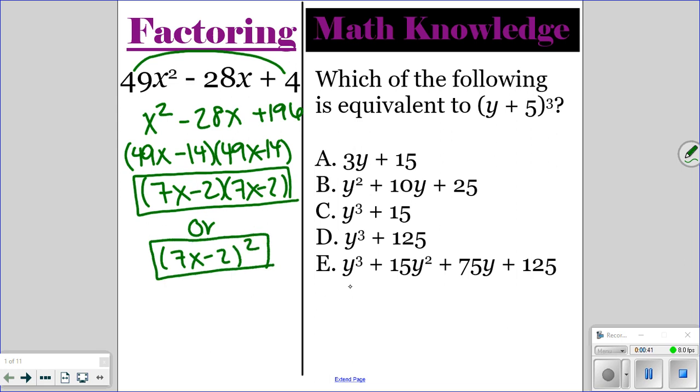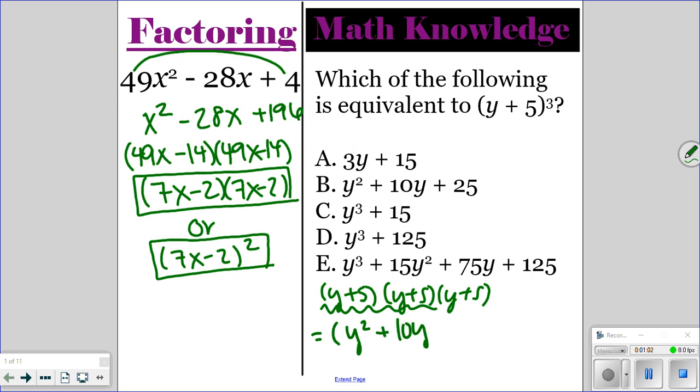For the math knowledge question, we have y plus 5 cubed. So that's going to be y plus 5 times y plus 5 times y plus 5. So you have to distribute completely. You don't just cube this term and cube that term. So I'm going to start off by distributing the first two. So that would give me y squared plus 10y plus 25, and then times y plus 5.